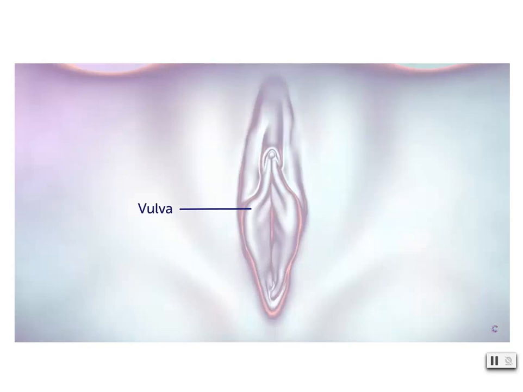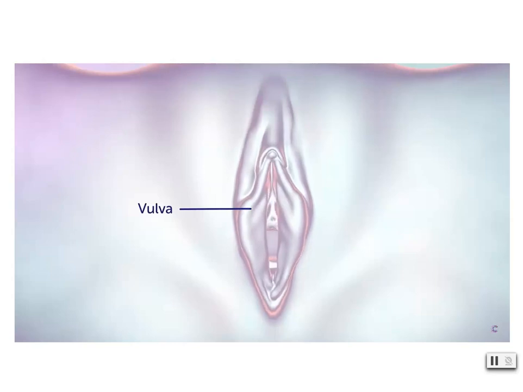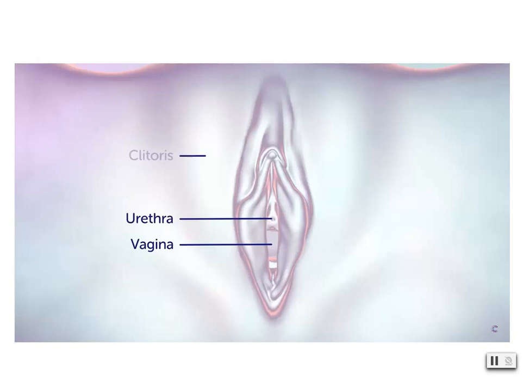On the outside of the body is the vulva. It is made up of 2 pairs of lips. Between these is the opening of the vagina. Above the vagina is the urethra, the short tube that carries urine from the bladder to outside the body. And above the urethra is the clitoris, a very sensitive area that gives sexual pleasure.